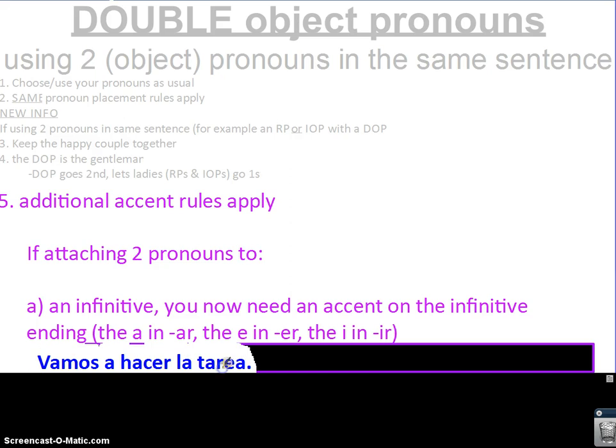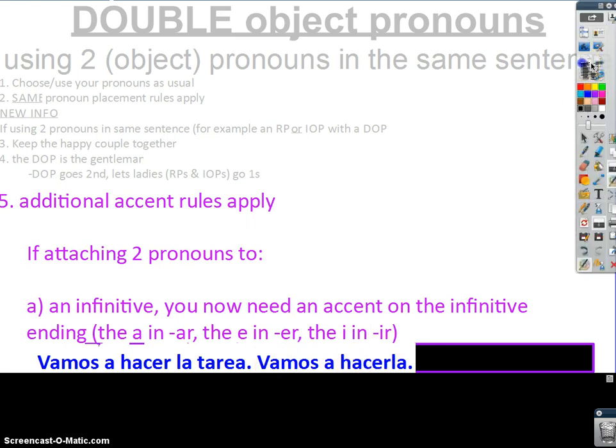We are going to do the homework. There's not any pronouns there, but who or what's being done? The homework. So if I want to replace la tarea with a DOP, it's going to be la. Where can I put it? Of course, I could have put it in front of vamos because vamos is a conjugated verb, but I can attach it at the end.